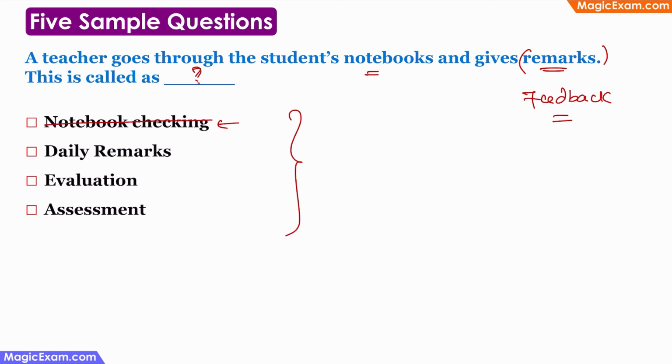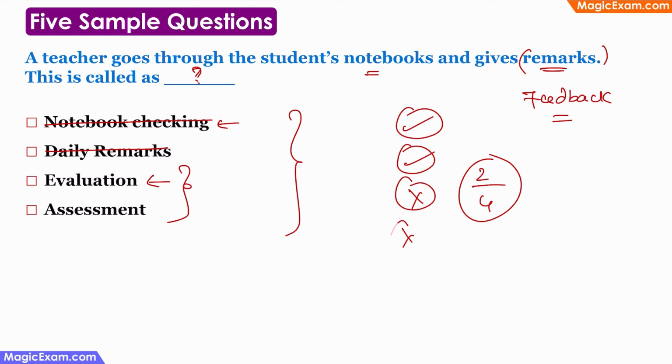Next, the teacher is not just giving some daily remarks. She's checking the notebook and then giving the remarks. Therefore, it can't be daily remarks. And here the answer has to be either evaluation or assessment. If the teacher was just looking at some problems or some answers that the student has written and just giving some feedback like this, that is, yes, correct, this is wrong, therefore you have scored 2 out of 4, this would be evaluation, because the teacher is just evaluating the answers and giving some summative marks.